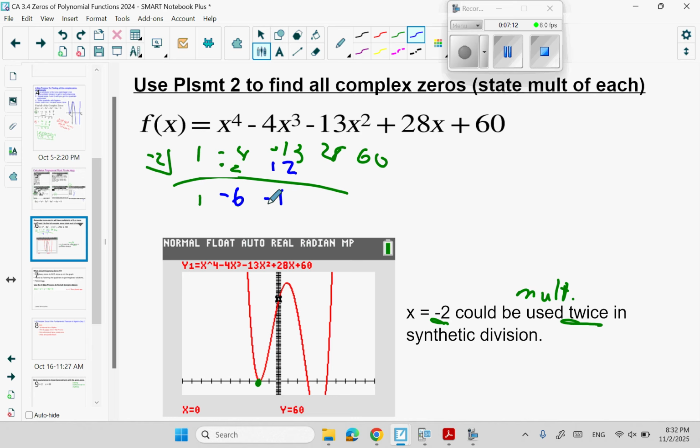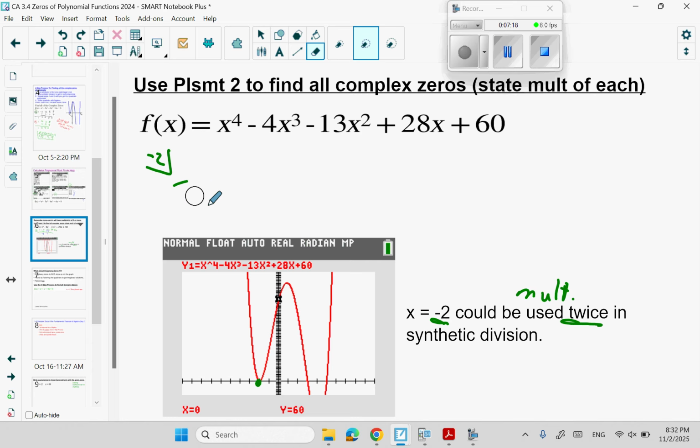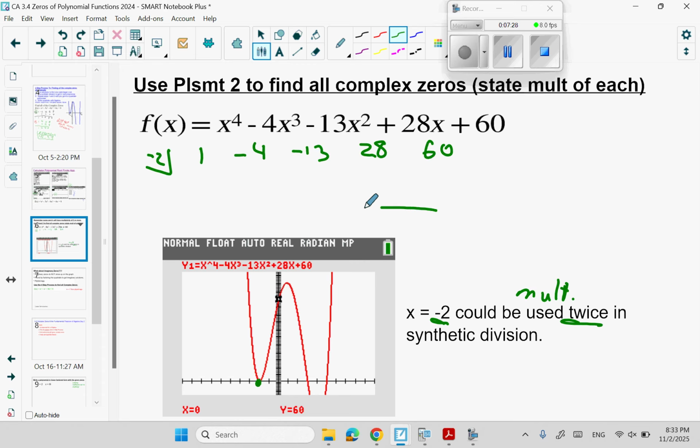Oh, goodness gracious. I'm just going to erase all this. I think my pen not working and my handwriting being bad have combined into two big mistakes. So let's take a look again. 1, -4, -13, 28, and 60. Drop the 1. -2 times 1 is -2, -6, positive 12. What the heck?